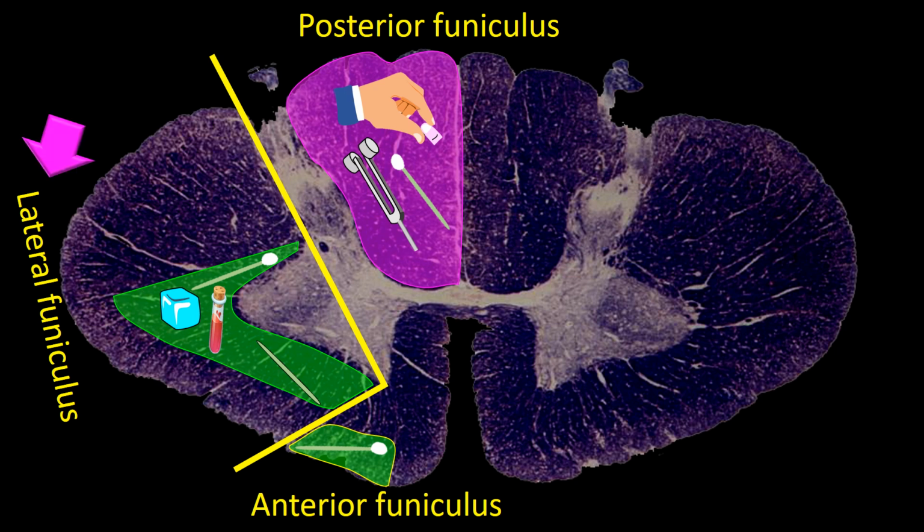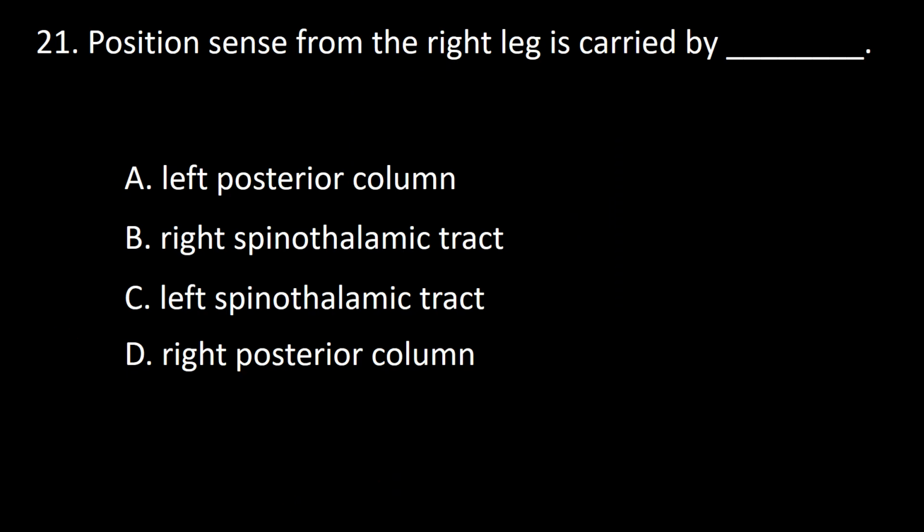The fibers in the lateral funiculus and in the anterior funiculus correspond to the contralateral part of the body and are axons of neurons found in dorsal horn in the opposite side of the cord. These neurons are the second neurons of the spinothalamic tracts. So the answer to this question is D.